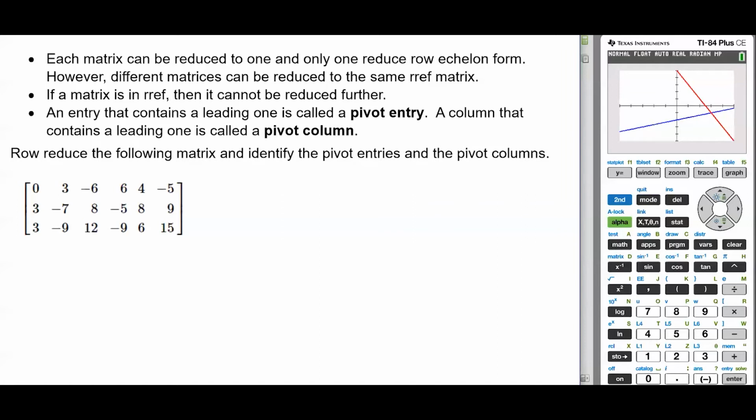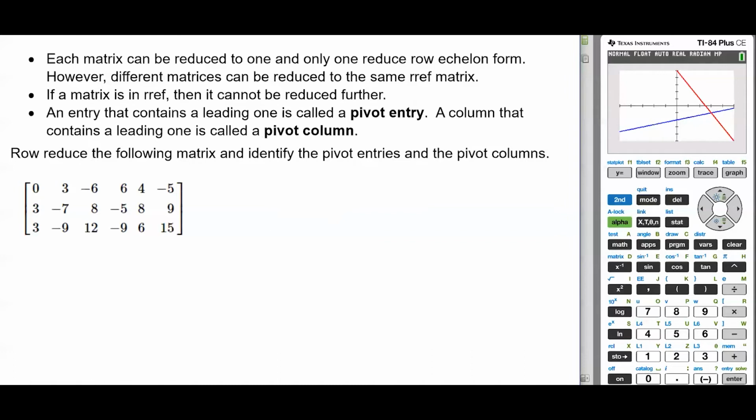And an entry that has a leading 1, we call that a pivot entry. And a column that contains a leading 1, we call that a pivot column. And those are going to be important terms later on. So we're going to row reduce this matrix, and we're going to identify the pivot entries and the pivot columns. So I'm going to do this by hand, and then after we do it by hand, I'll show you how to do it in the calculator.